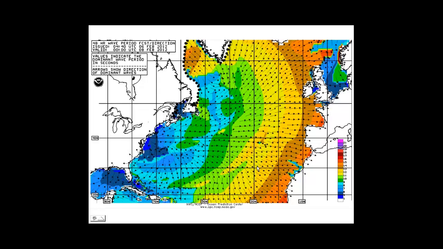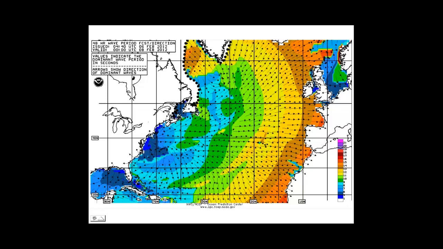Here's a download from the NOAA website on weather, and this is showing wave period, and the colors indicate different periods. If you look on the right here, you see the color code, and down at the bottom the dark blue is a 1-second wave, and up top the pink is a 21-second wave.